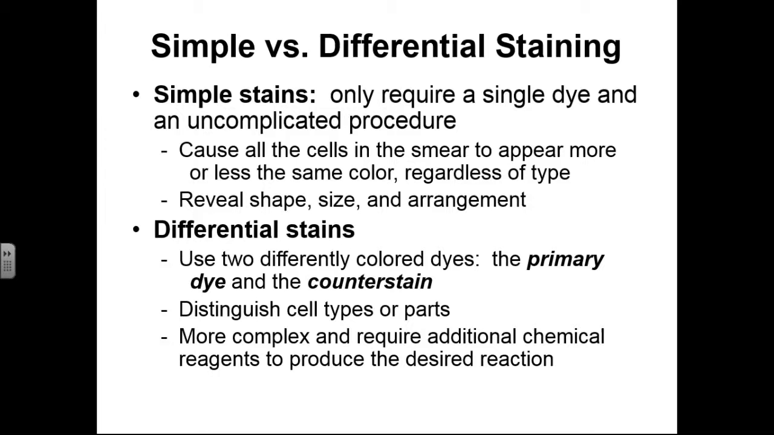You use simple stains if you just want to see simple things about the cells, like how many cells are there? What's the size of the cell? What's the shape of the cell? What is the arrangement of the cell? Whereas differential stains can tell you all that, and also tell you information based on the chemical properties of that cell.